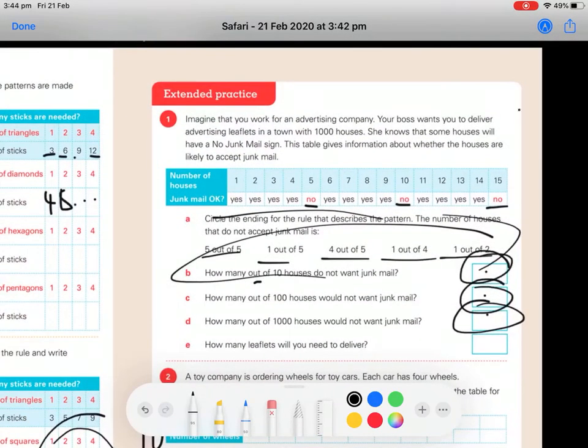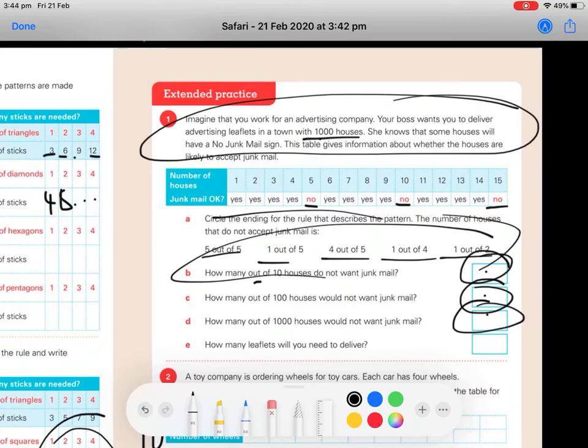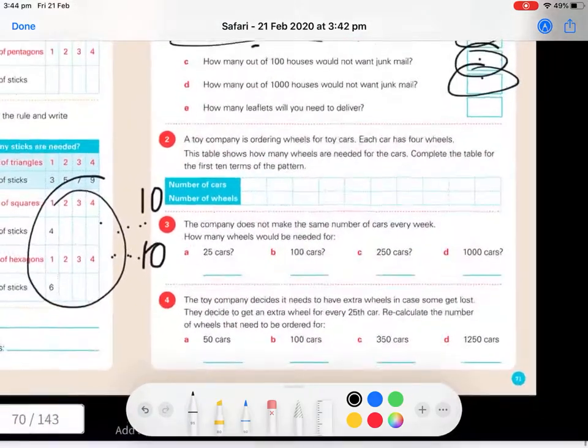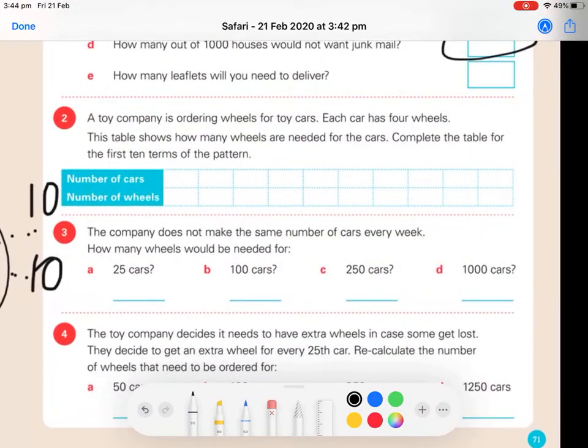How many leaflets do you need to deliver? So use the information up here. With about 1,000 houses, how many do you need to deliver? A toy company is ordering wheels for toy cars. Each car has 4 wheels. This table shows how many wheels are needed for the cars. Complete the table for the first 10 terms.